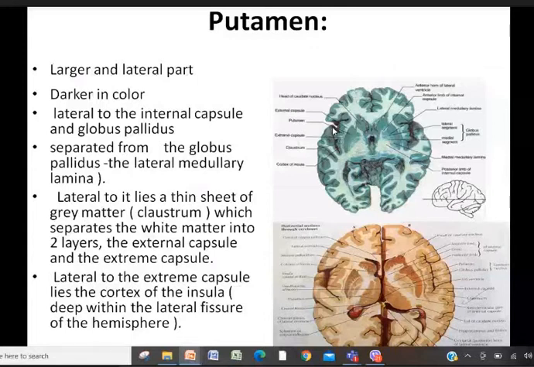What you are getting is the insula of the cortex. You can see here, this is the insula of the cortex, deep within the lateral fissure of the hemisphere. When you see the lateral fissure in the cerebrum, deep inside it you will get the insula.